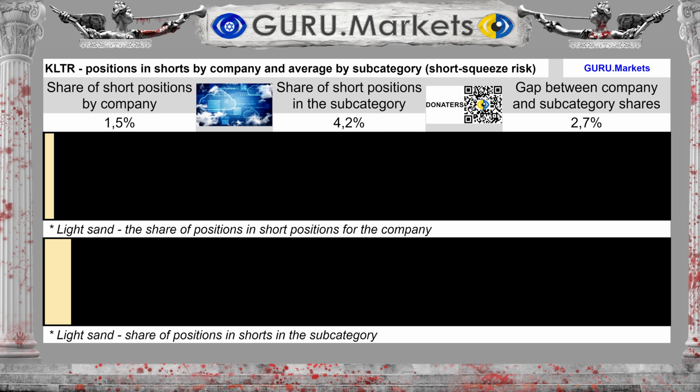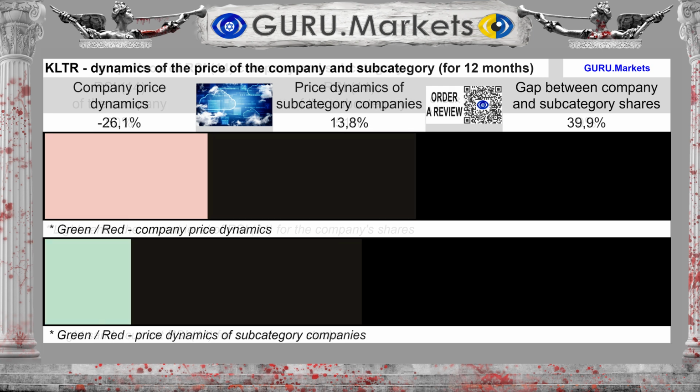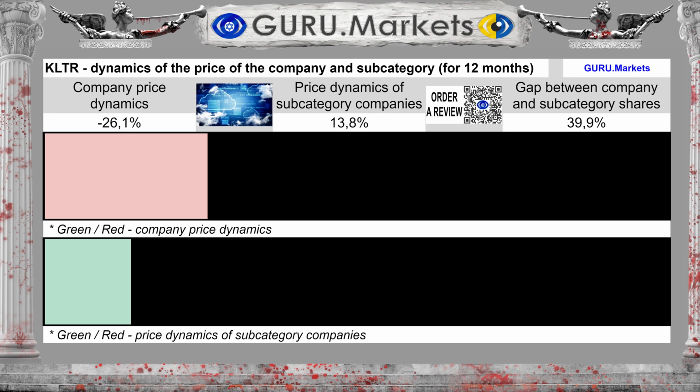This is a short squeeze indicator. Technical indicator RSI 14 shows a level of 60% for the company Kaltura Inc. In the subcategory, the RSI 14 level is approximately 51%. Potentially, the shares of the subcategory are valued lower than the company's Kaltura Inc. Comparing the dynamics of the share price of Kaltura Inc. and subcategory shares, we can see that over 12 months, the stock Kaltura Inc. showed a change of minus 26.1%, against price changes in the subcategory of 13.8%. This definitely doesn't mean anything, but you need to take note of this fact.